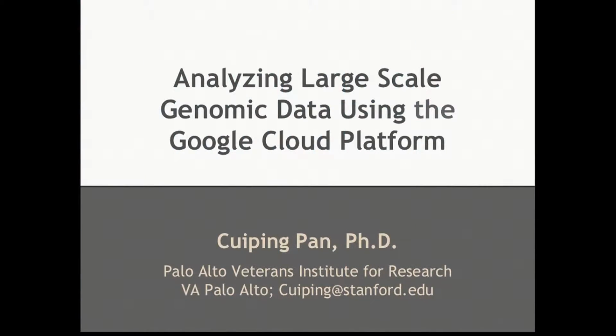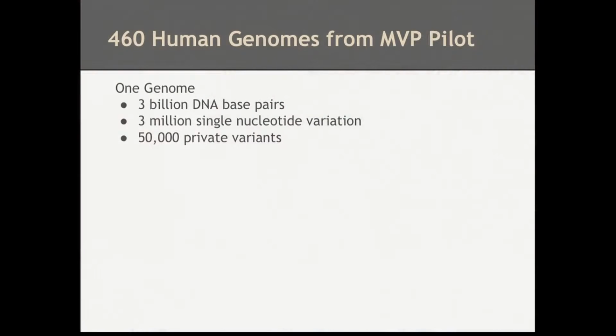I am a research manager of the Genomics Initiative at VA Palo Alto. So your genome, like mine, contains 3 billion DNA base pairs. You may have 3 million DNA variations, and up to 50,000 are private to yourself. And these genetic blueprints define who you are biologically. So that's for one genome.